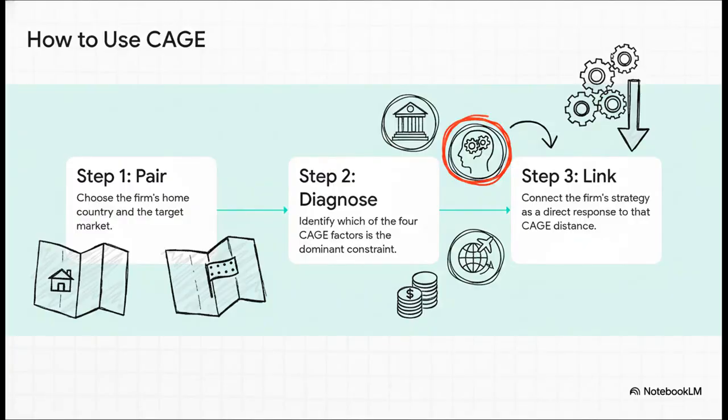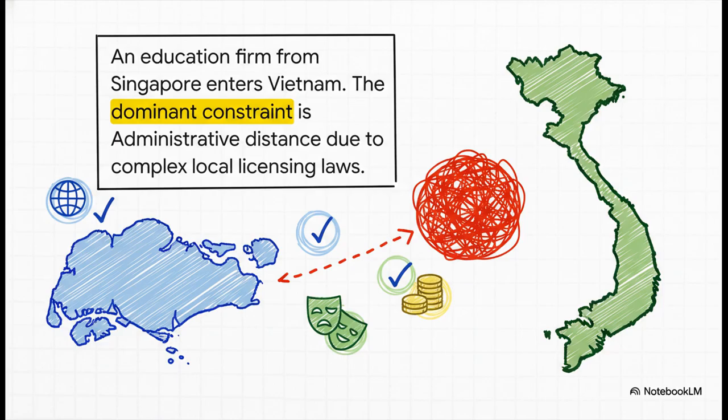It's actually a pretty focused 3-step process. First, you set up your comparison. Home country versus host country. Simple enough. Second, and this part is absolutely crucial, you don't treat all 4 distances the same. You have to figure out which one is the single biggest roadblock, what we call the dominant constraint. And then third, you have to link that specific problem directly to what the company is actually doing, to its strategy.